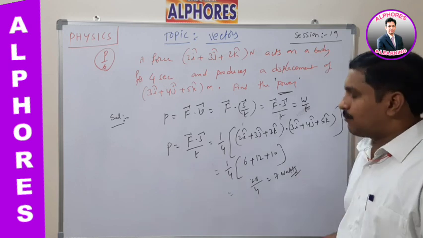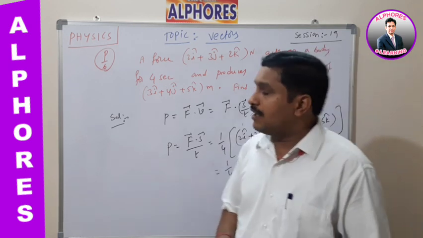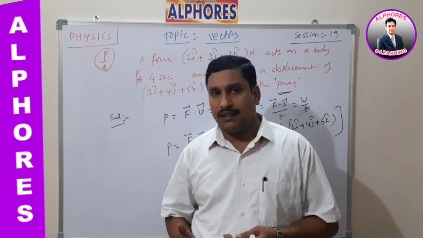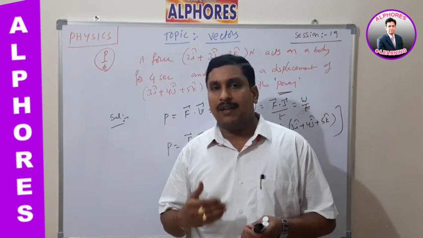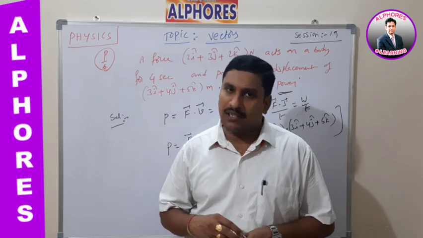Okay, so these are the problems related to work done, power, and the angle between two vectors. Now tomorrow I'll explain the remaining problems related to the dot product of two vectors. Okay. Thank you.